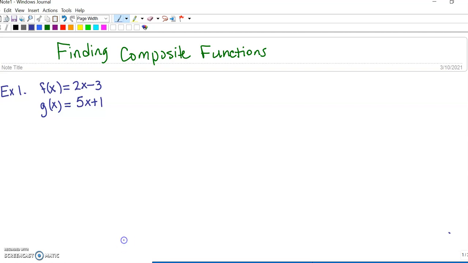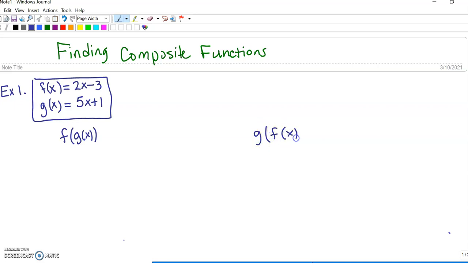So if we have two algebraic functions, f of x and g of x, we want to be able to do two things. We want to be able to find f of g of x. We also want to be able to find g of f of x, because those are two different things.